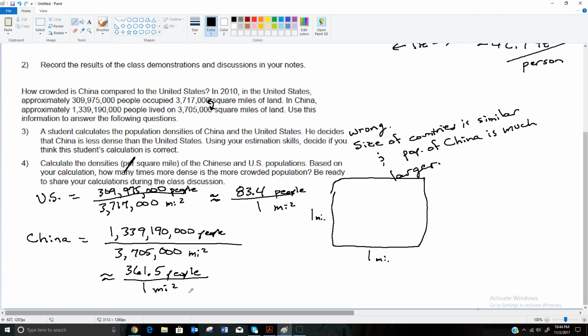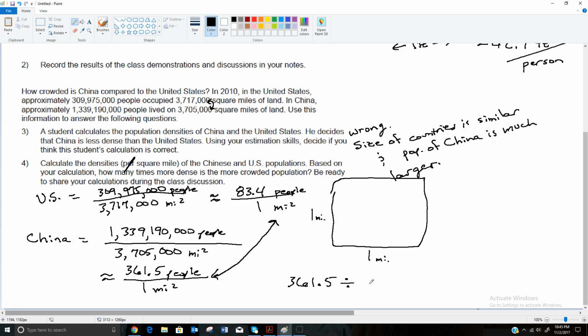Now, if the people were evenly distributed around China, that probably wouldn't be that bad. But the problem is there's pockets of very largely concentrated populations in China, and that are very, very dense and very, very crowded. So how does this compare? It says we want to know how many times bigger is the larger one than the other one. In other words, how many people in a square mile in the US would it take to make the people in a square mile in China?